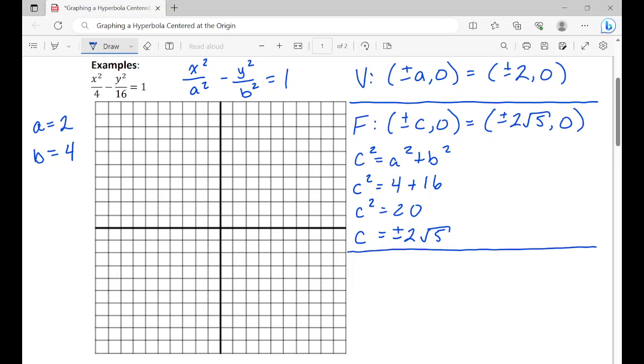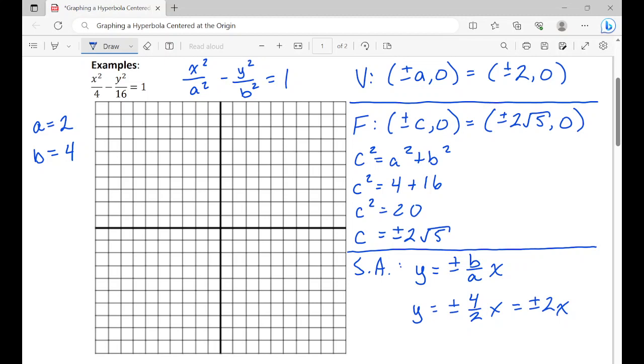Last, we need our asymptotes, and because we're dealing with a hyperbola, we have slant or oblique asymptotes. I'll represent it as SA for slant. And that is in the form of y equals plus or minus b over a x, which means our slant asymptotes are at plus or minus 4 over 2x, which when you simplify it down is just plus or minus 2x. So we have our vertices, our foci, and our slant asymptotes.